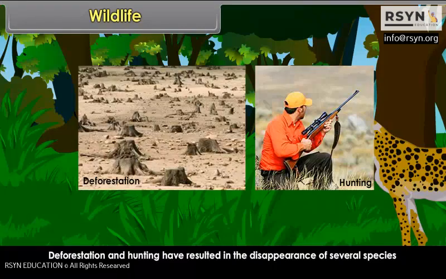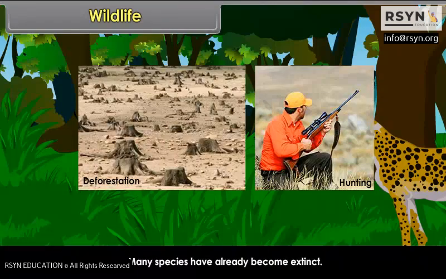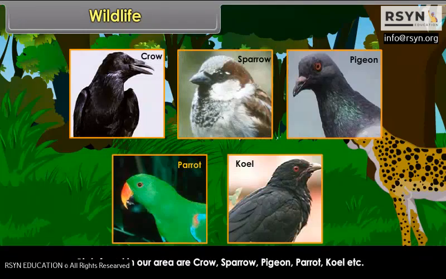Deforestation and hunting have resulted in the disappearance of several species of wildlife of India. Many species have already become extinct. Birds found in our area are crow, sparrow, pigeon, parrot, quail, etc.